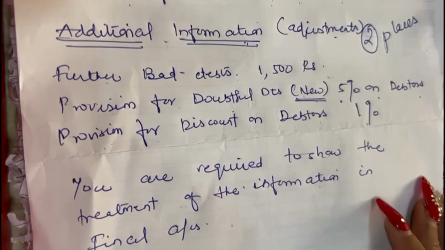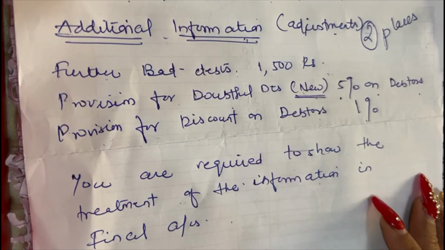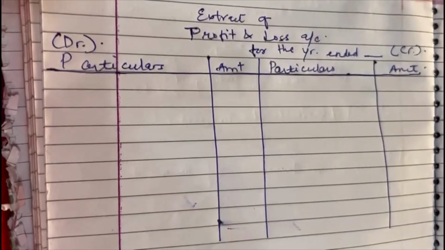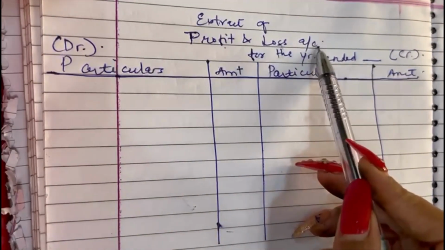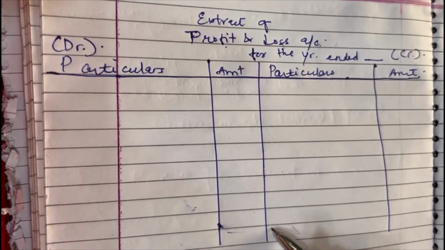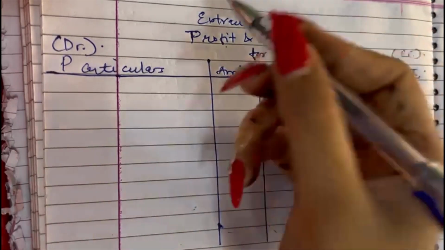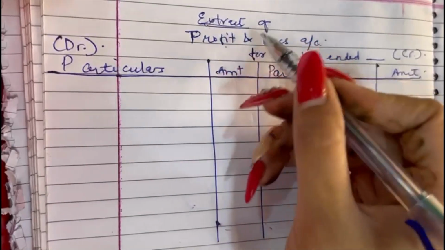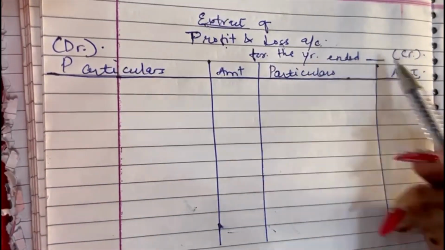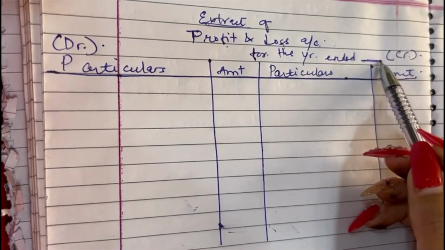Now, to show this information, first of all, we need to have a format like this. First of all, I have made the format of profit and loss account. We will not prepare the complete profit and loss account; we will only be showing the treatment of the information given. So I have written extract of profit and loss account for the year ended. Whatever is given in the question, you can mention it here.